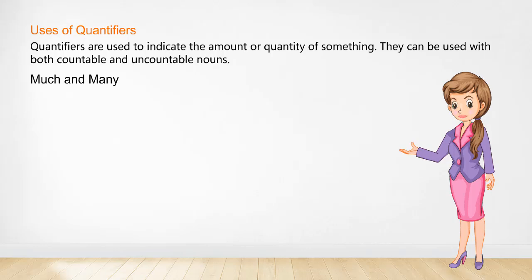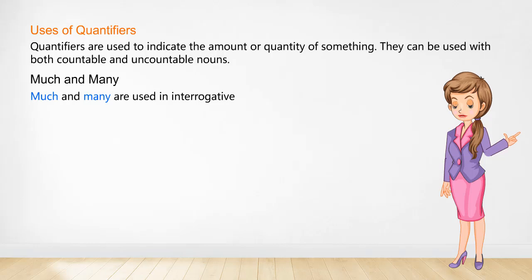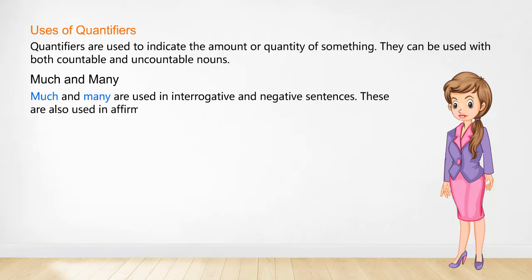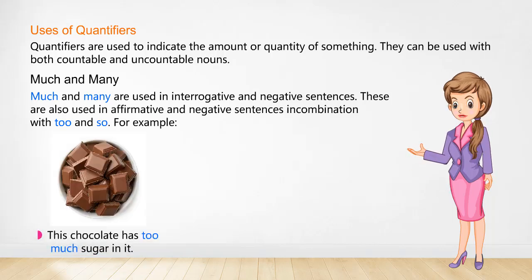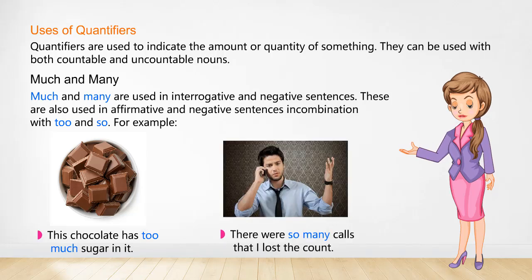Much and many. Much and many are used in interrogative and negative sentences. These are also used in affirmative sentences in combination with too and so. For example, this chocolate has too much sugar in it. There were so many calls that I lost the count.